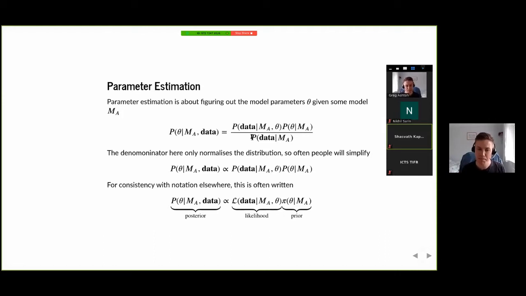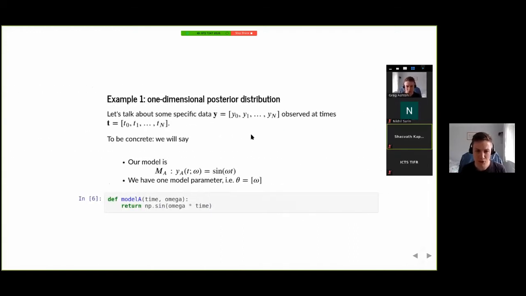And that's the thing that in parameter estimation we're trying to pull out: the posterior distribution. So that's really the core of everything that we're going to try and do here, to estimate that posterior. Now let's get into a specific example where we really do this.